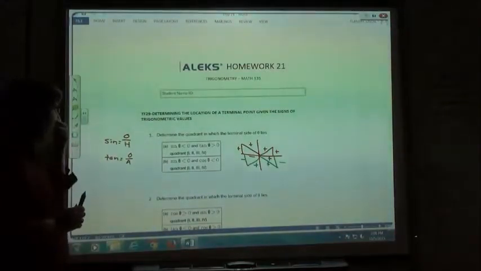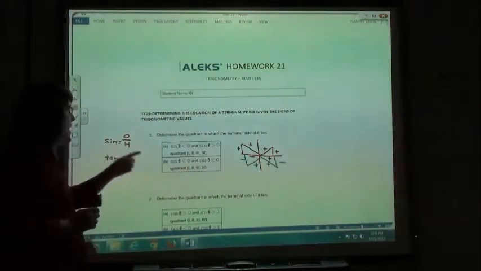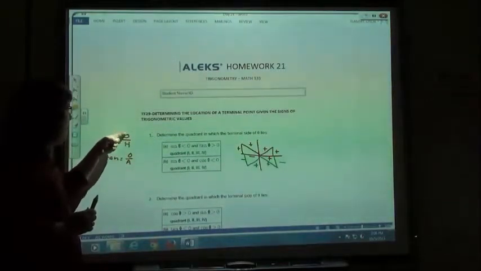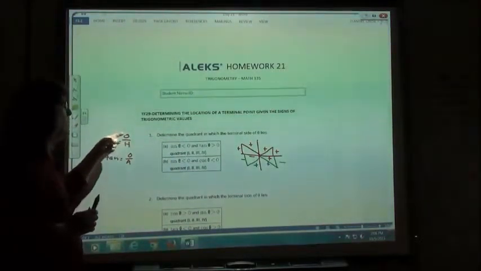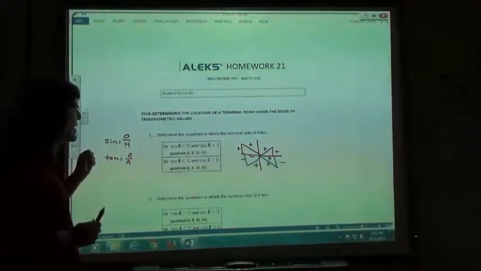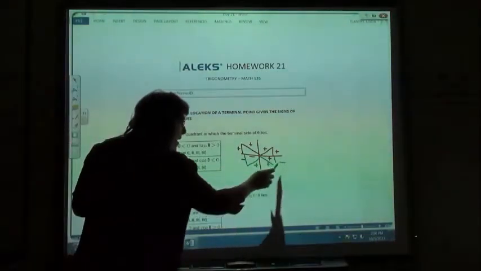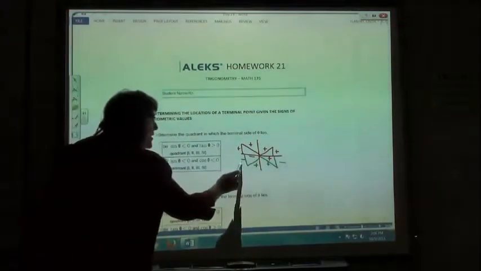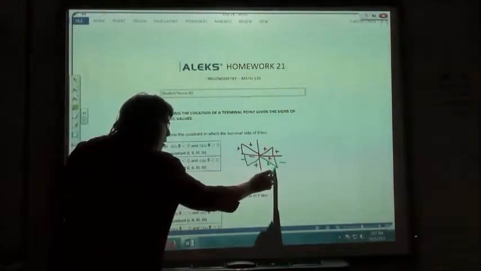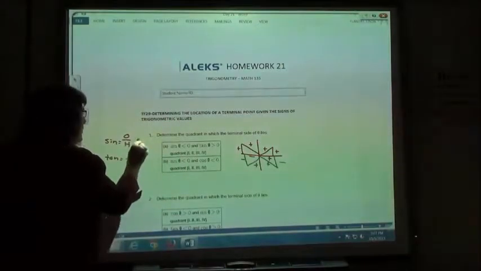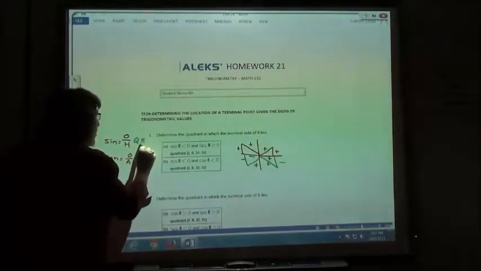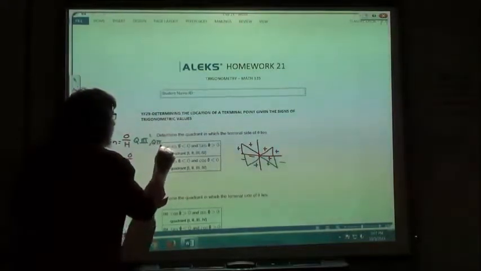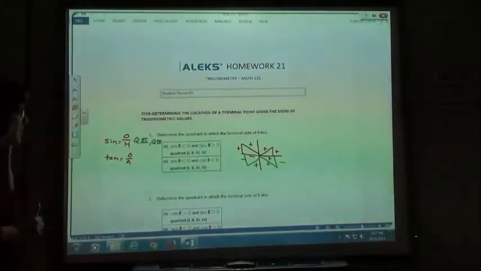So if I'm thinking about the sine being less than 0, I'm going to have a negative over a positive. So my opposite side is going to have to be negative. Negative over a positive, my hypotenuse is always positive, and so in quadrant 3 and quadrant 4, I have a sine that is negative.